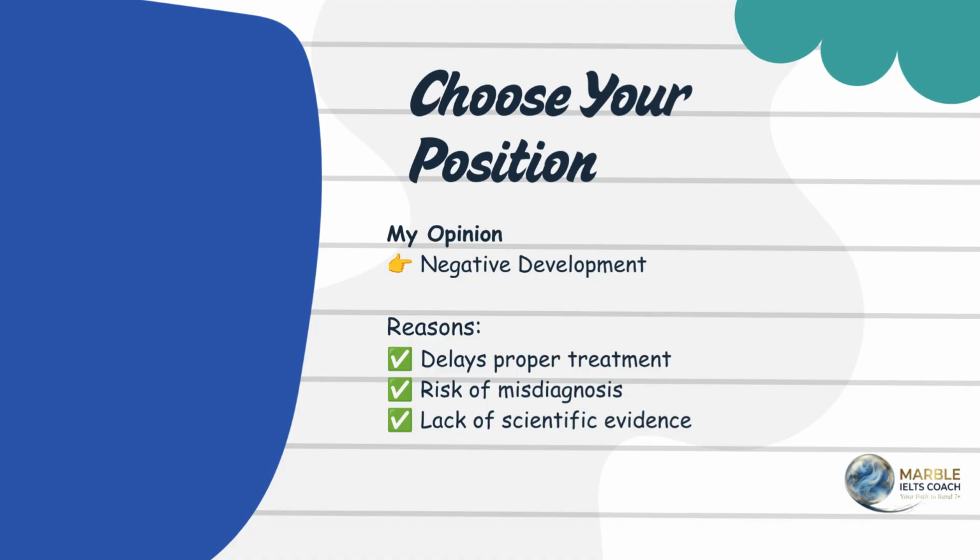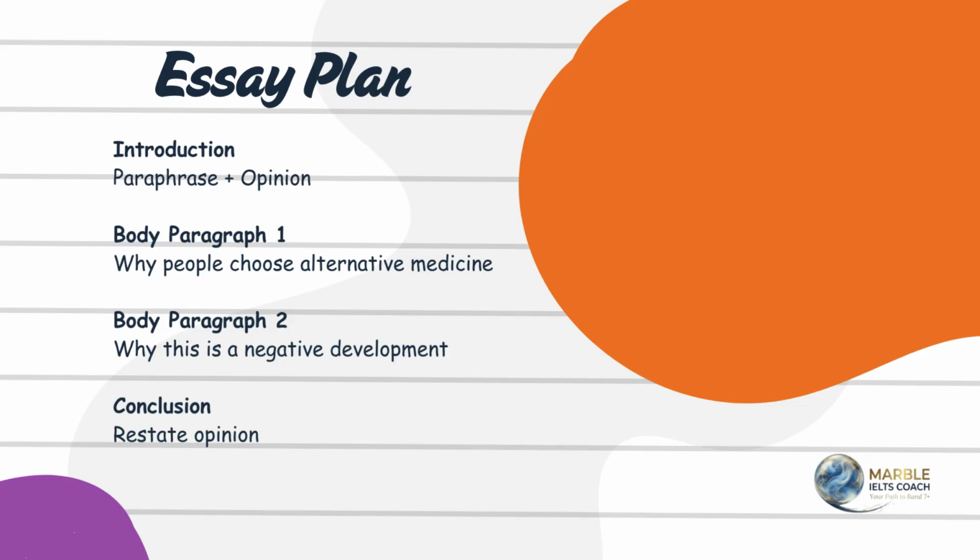So after coming up with those ideas, you have to plan your essay. And by planning, I mean that you need an introduction, you need body paragraph 1, body paragraph 2, and the conclusion. In my introduction, I'll paraphrase the question and add my opinion. Body 1, I'll write about why people choose alternative medicines. Body 2, I'll talk about why this is a negative development. I'll now give my opinion. And finally, in conclusion, I'll restate my opinion.